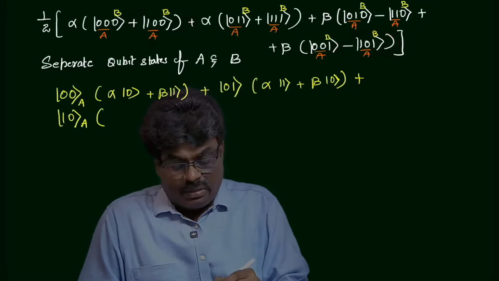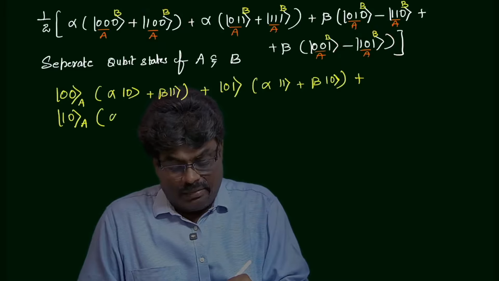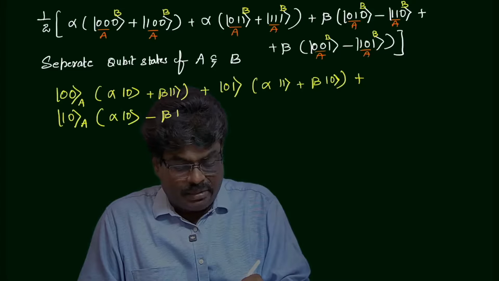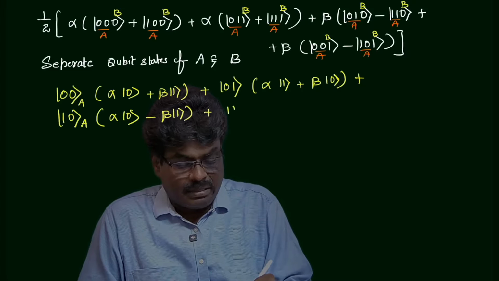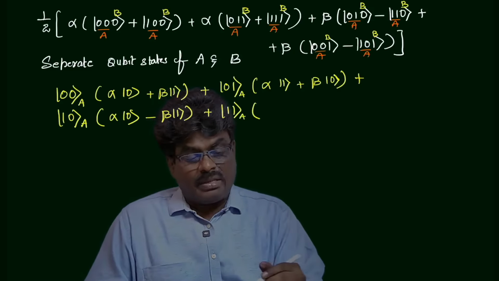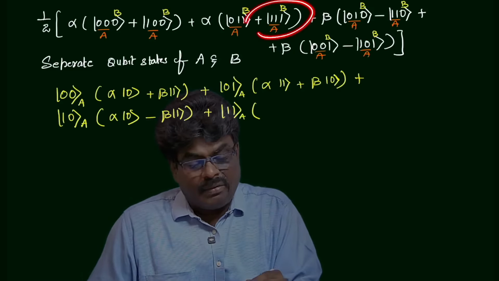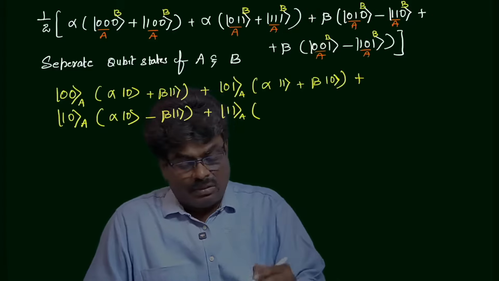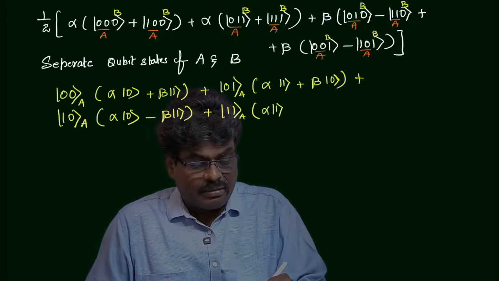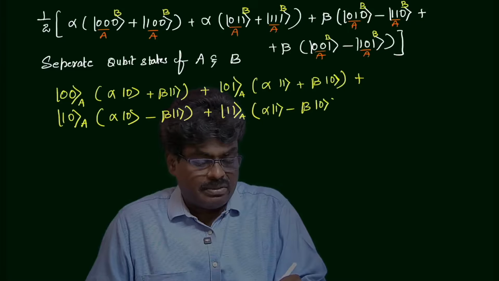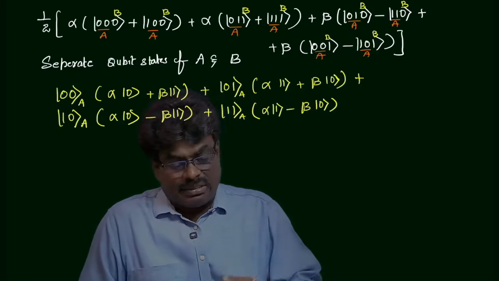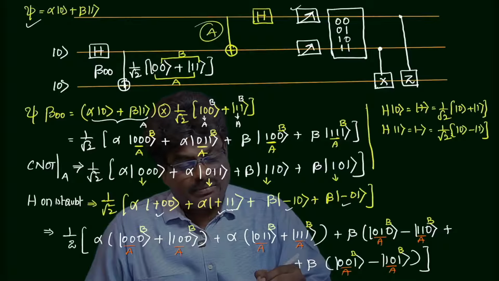Right, so then it is alpha 0, but here it is a minus a beta 1 plus 1 1 A. So where is this 1 1? Here we have alpha, and here we have a beta. So this is alpha 1 minus beta 0. Fine.